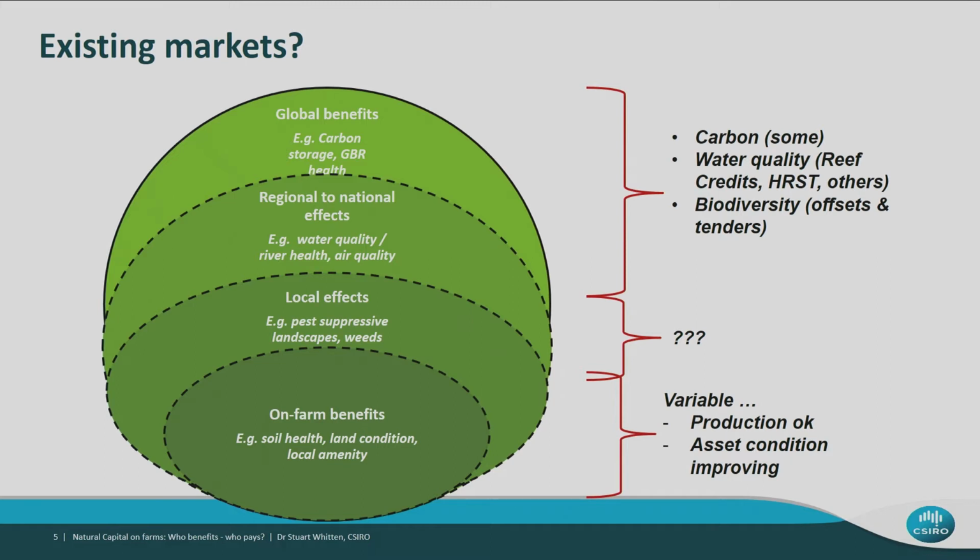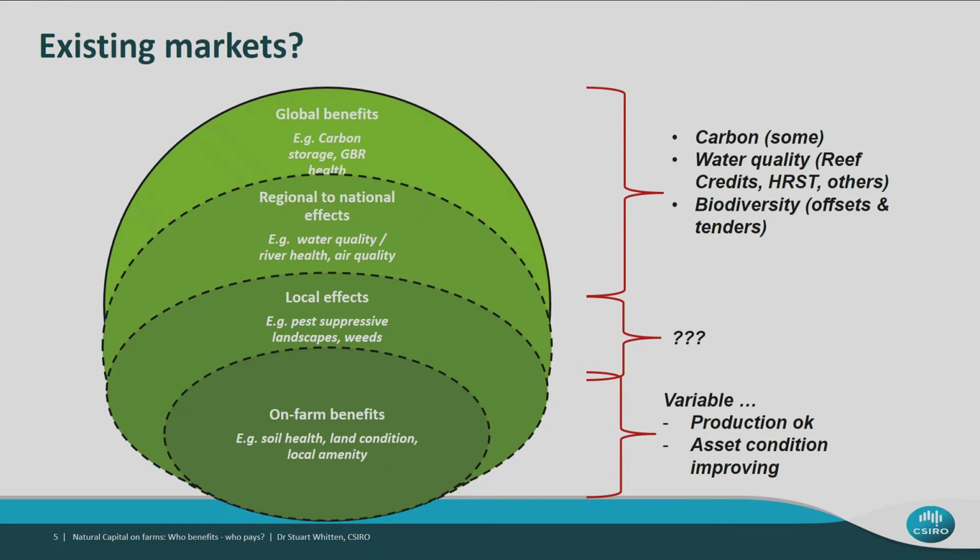Some of the examples were mentioned by Wendy, but I'll just add a couple that are worth noting in this context. One is reef credits. This is a water quality market emerging around water quality for the Great Barrier Reef. But we also have other ones such as the Hunter River Salinity Trading Scheme. So these are variable scale water quality markets.